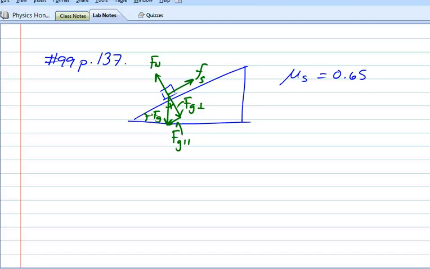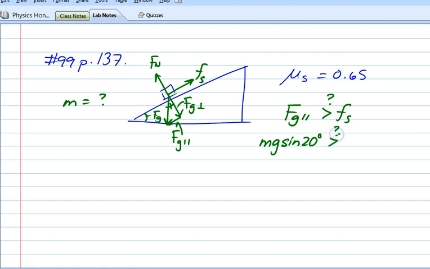Now we want to know, will the crate slide down? If the crate slides down, then Fg parallel will be greater than friction. That's what we want to figure out. Now we don't know the mass of this crate, so we could be in trouble. Well, let's think about this. The force of gravity parallel is mg sine of 20 degrees. The force of friction is going to be mu times the normal force, mu static. And we know from doing this before that the normal force is equal to Fg perpendicular, or mg cosine of 20 degrees.